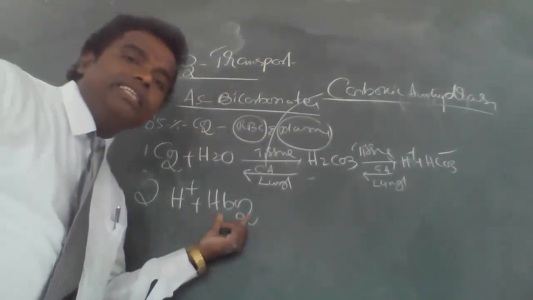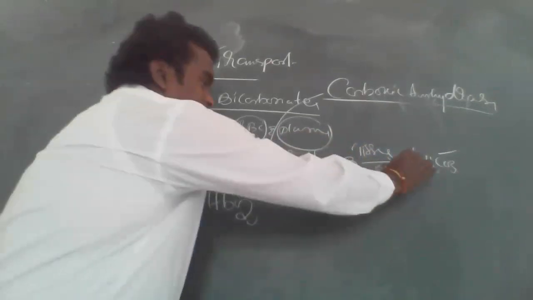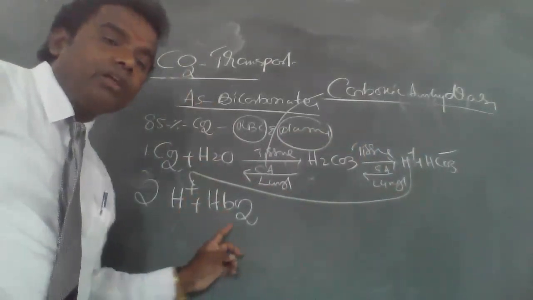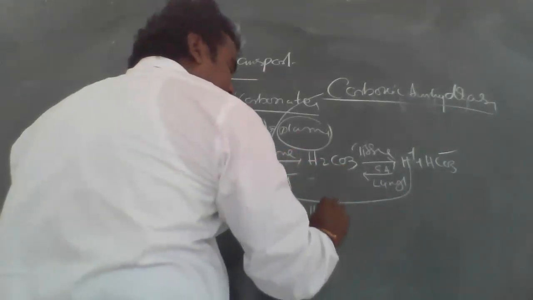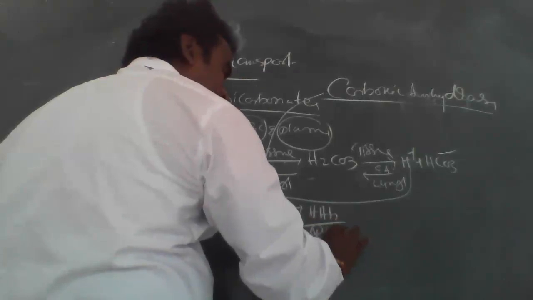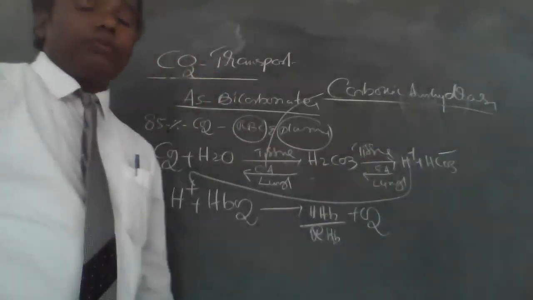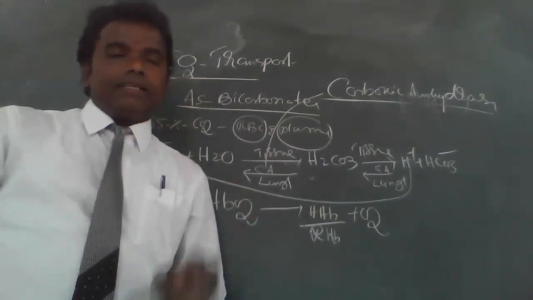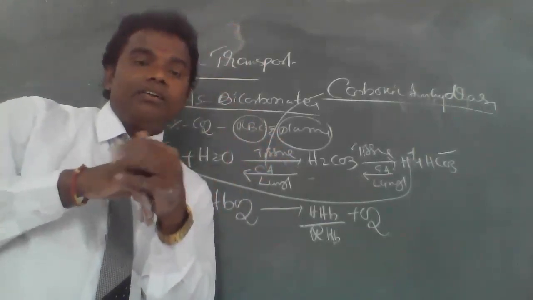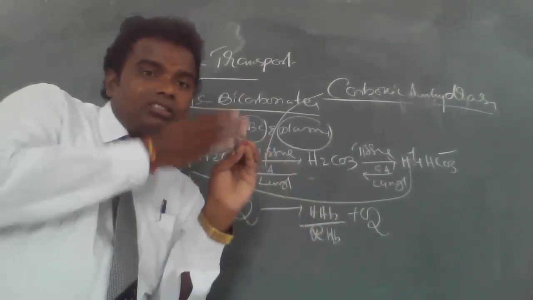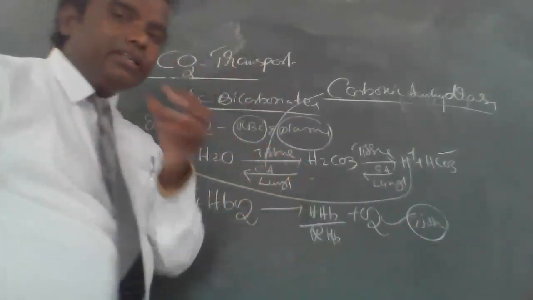When these hydrogen ions combine with oxyhemoglobin, immediately the oxygen dissociation takes place. Hydrogen hemoglobin, or reduced hemoglobin, is formed, and oxygen is unloaded. The oxygen is released and diffuses into the tissue. This is what we discussed in the Bohr effect, which I've already told you. So this oxygen is released into the blood and diffuses into the tissue. That is an important thing.